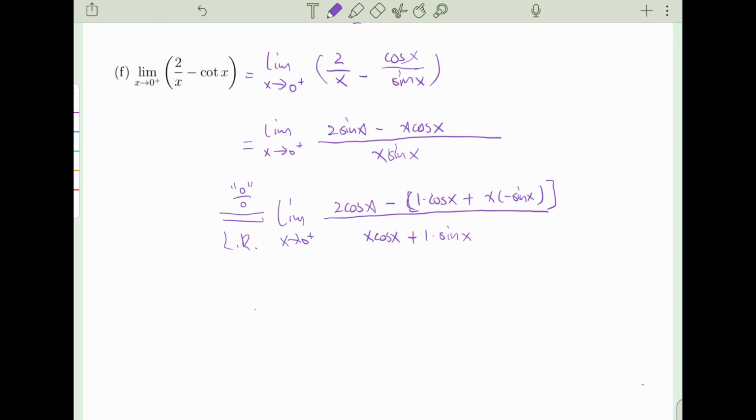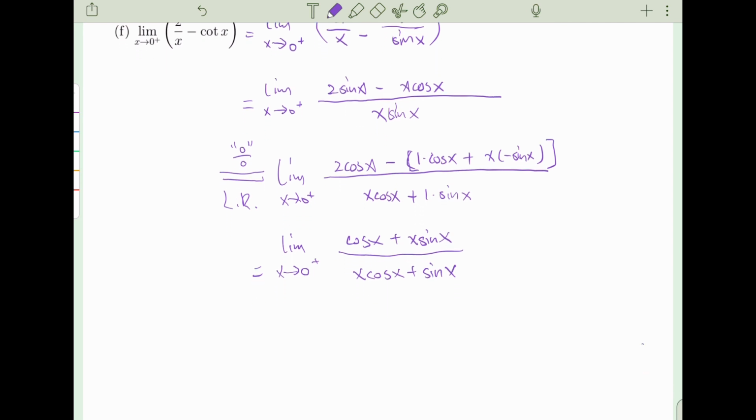And then I simplify this a little bit, so I have limit x goes to 0 plus, this is cos of x, right, minus, that's plus, that's x sine of x, x cos of x plus sine of x. And now I plug in 0, right? Plug in 0, and I see that the top is going to 1, right?